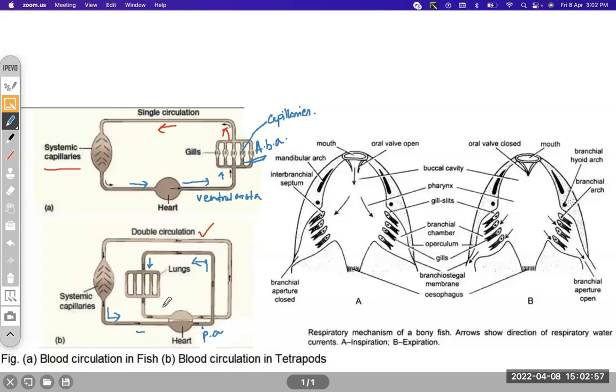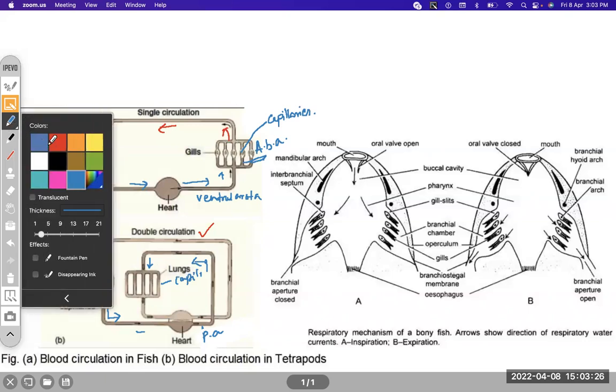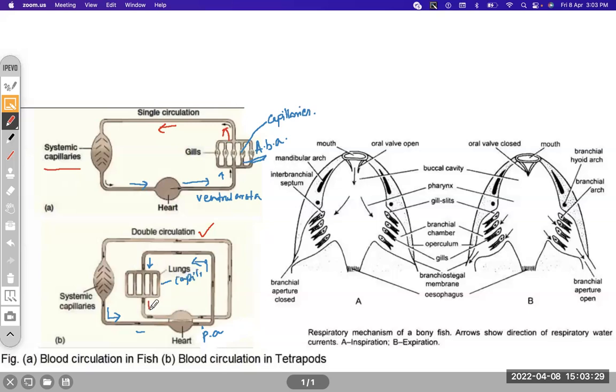In tetrapoda, these are terrestrial animals, so the lung is there. So through the pulmonary aorta, the blood is reaching the lungs. And in the lungs, these are branches of that pulmonary aorta, and that is divided into capillaries. And at that interface, blood will be oxygenated. Oxygenated blood will be carried again to the heart for pumping. This is the pulmonary vein.